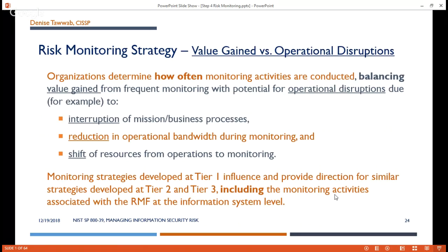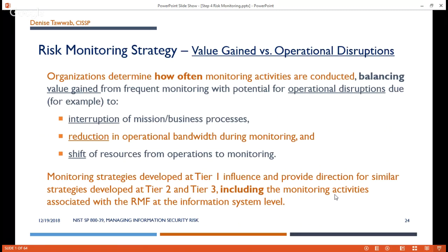In your risk monitoring strategy, you want to look at value gained versus operational disruptions. Organizations determine how often monitoring activities are conducted, balancing, keyword, value gained from frequent monitoring with the potential for operational disruptions due, for example, to interruption in business processes, reduction in operational bandwidth during monitoring, and a shift of resources from operations to monitoring.